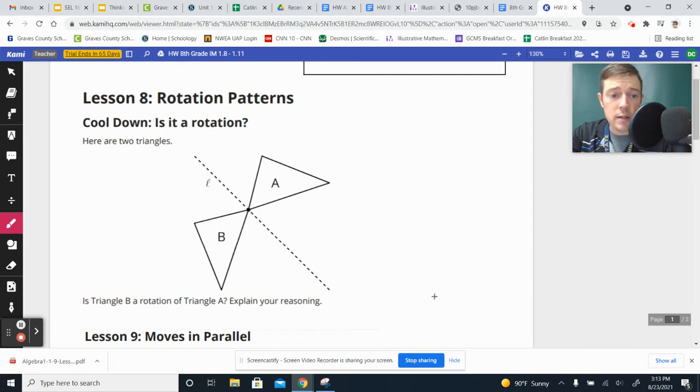This was a really easy one, but make sure that you're explaining your reasoning. And I'm going to take off points if you're not giving a good explanation. So you got to have a yes or no and then a sentence here. Is triangle B a rotation of triangle A?